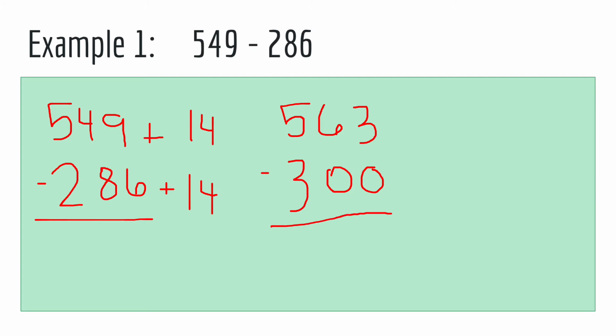By adding 14 to both sides, we can see that it simplifies the math problem of subtraction by not having to regroup or borrow from different numbers. So our new problem is 563 minus 300. So we'll subtract and get 3 and then a 6. And then 5 minus 3 is 2. So our answer to this problem is 263.